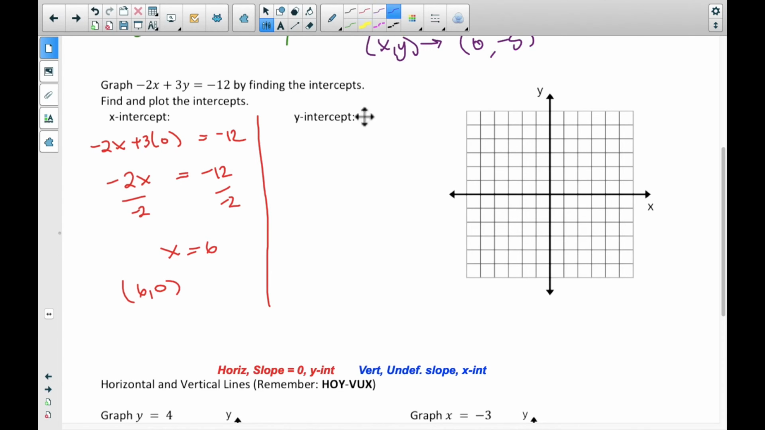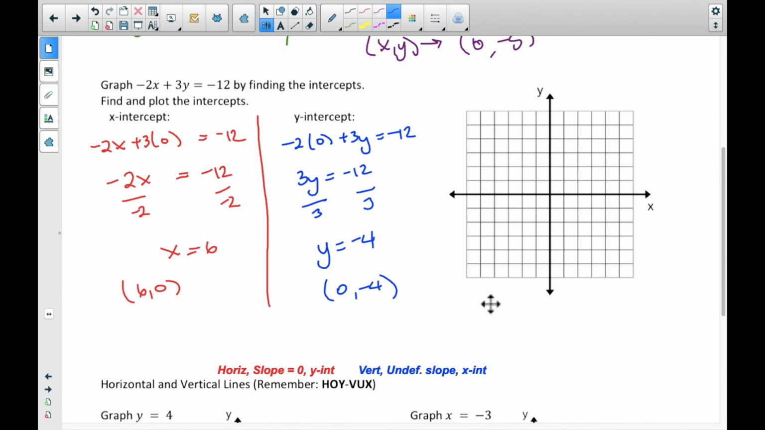Okay, how do we do the y-intercept? Again, pause it here and see if you remember where to plug in and how to solve it. Okay, so you plug in a 0 for x, you work it out, 3y equals -12, divide by -3, so y does equal -4. Now we are ready to graph these points.